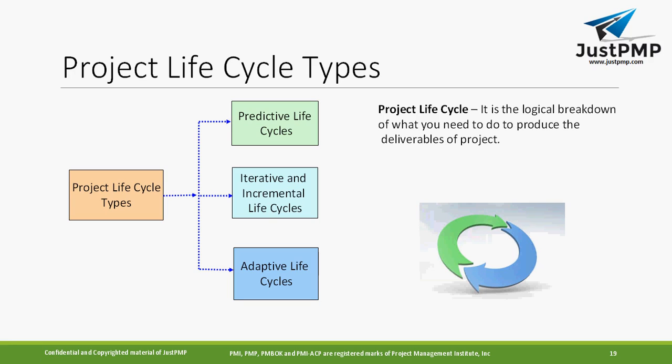Project life cycle types. There are three project life cycle types. The predictive life cycle, normally called waterfall, and the iterative and incremental life cycle, which is more or less related to agile. And the adaptive one is again agile, some sort of. The project life cycle is a logical breakdown of what you need to do to produce the deliverable of the project. There are different types as explained, so let's take them one by one.